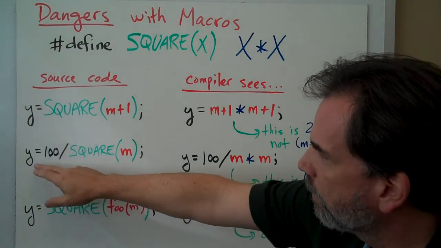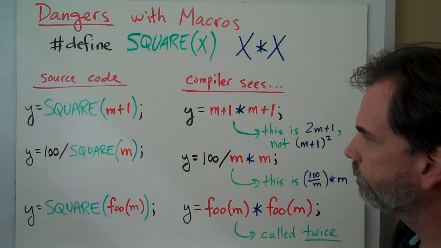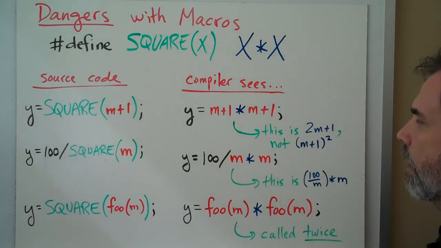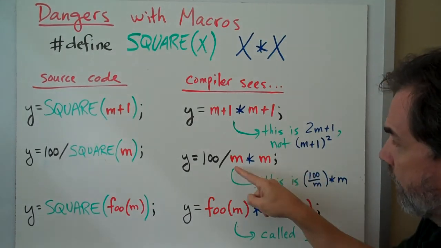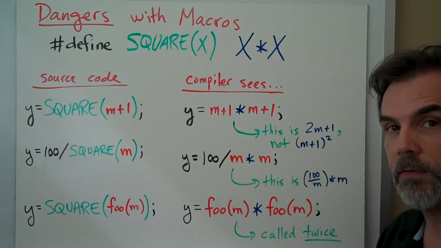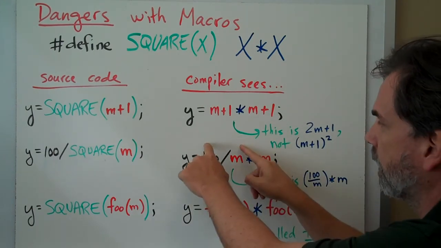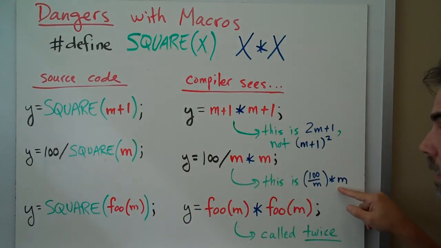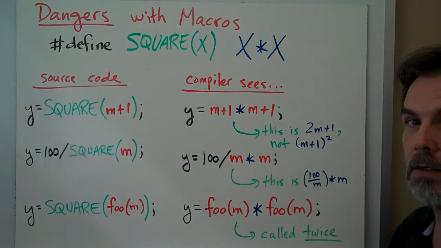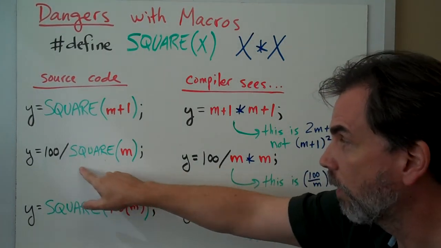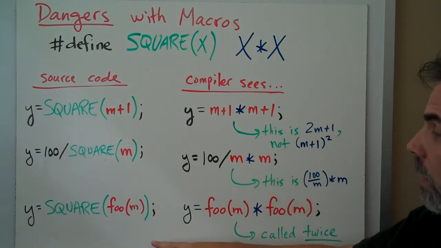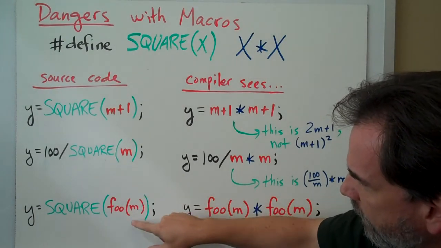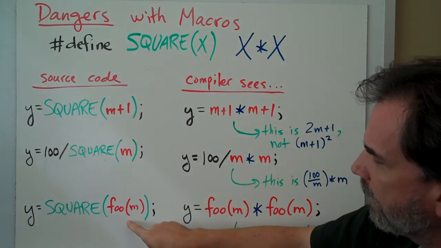Here's another case. y equals 100 divided by square of m. Okay, not bad. y equals 100 divided by m times m. Again, precedence rules. Times and divide are at the same level, and so we do them left to right. So this means 100 divided by m, times m. That's what we're computing, not 100 divided by m squared, which is what you would think the programmer expected when she wrote that.